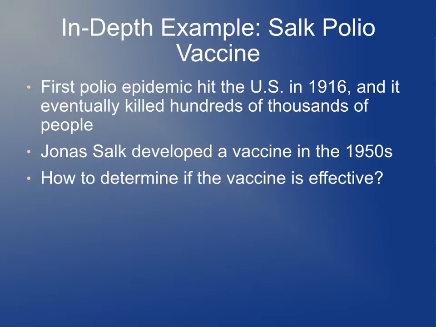So, give an in-depth example of proper experimental design with the Salk polio vaccine. The first polio epidemic hit the U.S. in 1916, and in the early part of the 20th century, it was a major cause of death, the majority of the victims being children. And in the 1950s, Jonas Salk developed a vaccine, and we wanted to see, is this vaccine effective? So how would you design an experiment to see if this particular vaccine is effective?